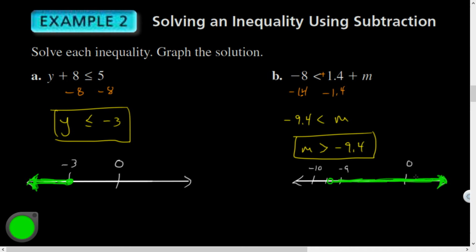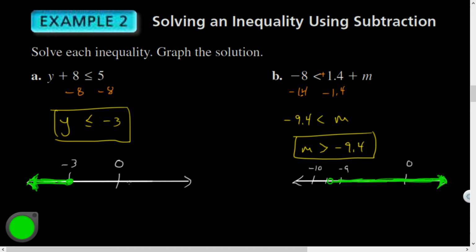And if I wanted to do a quick check, check this out. Is 0 a solution? In the graph, it is. Let's check that up here. Is negative 8 less than 1.4 plus 0? Or is negative 8 less than 1.4? In fact, it is. Over here, check this out. This is one of my favorite types of checks. There's this idea of proof by contradiction. Assume the wrong thing is true, and then prove it wrong, thereby showing that what was right was right. Okay, so watch this.